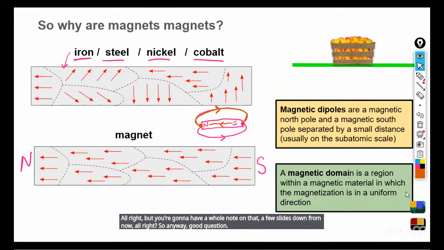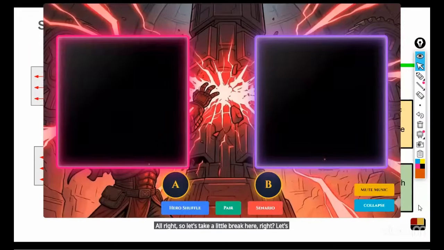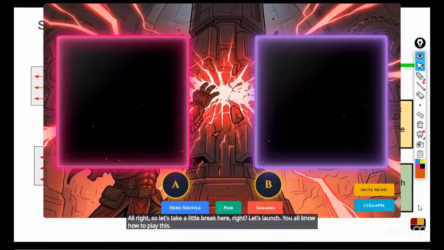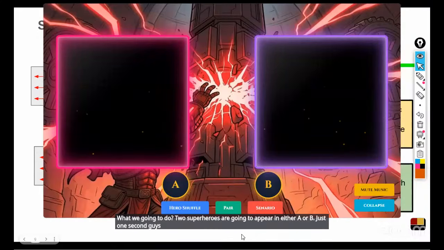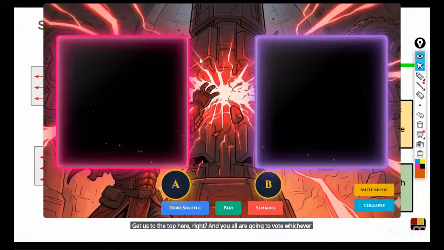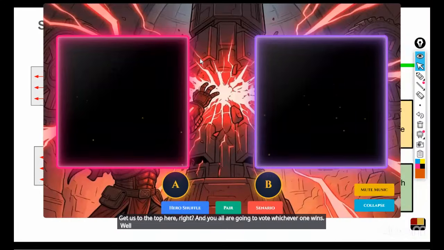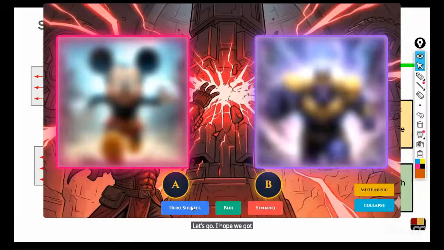All right, so let's take a little break here. Let's launch. You all know how to play this. Two superheroes are going to appear in either A or B. Just one second, guys. All right, get us to the top here. And you all are going to vote on whichever one wins. You're going to get points for the team. Let's go. I hope we get two cool ones.